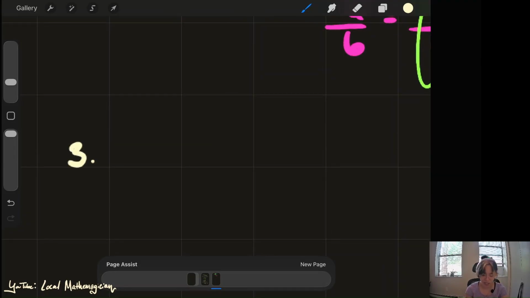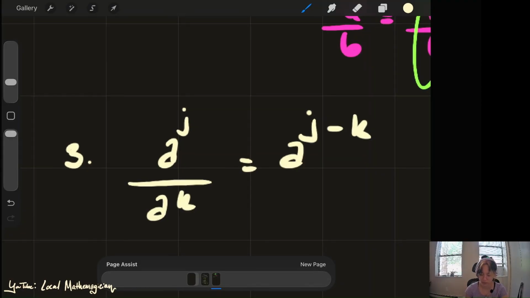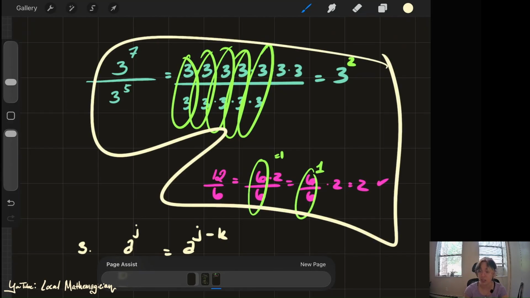Again, a is a number, j and k are integers. A to the j divided by a to the k is equal to a to the j minus k. If I ask you to verify, I want you to do it like this, okay?